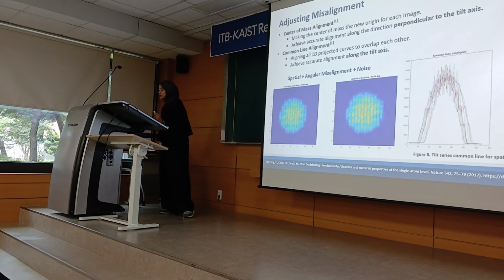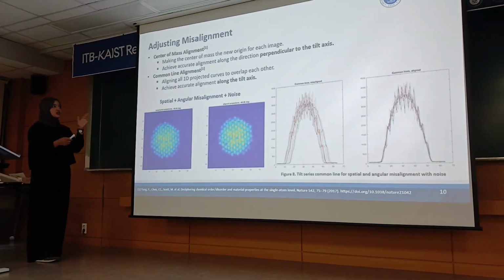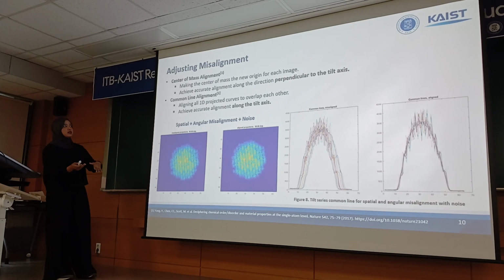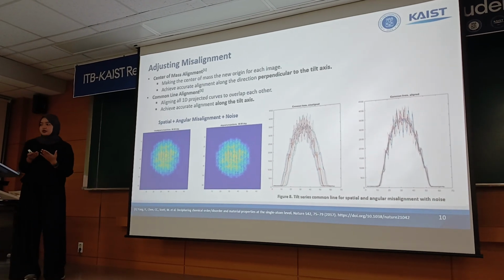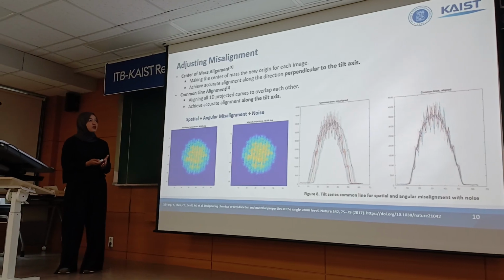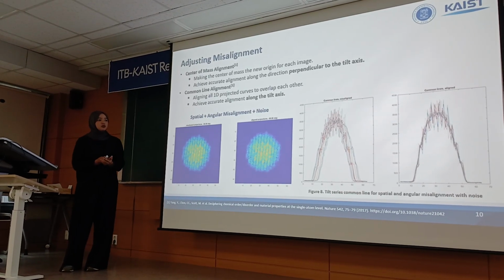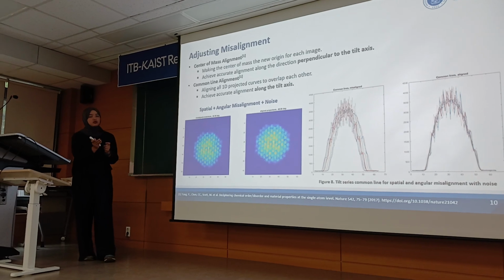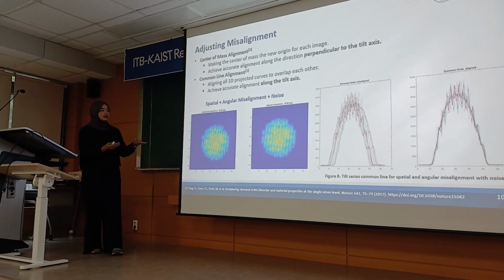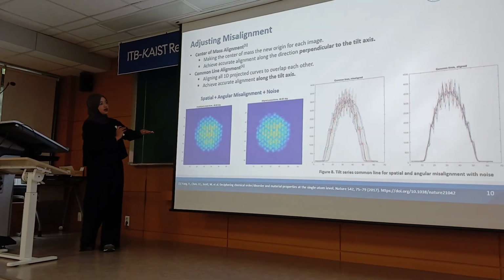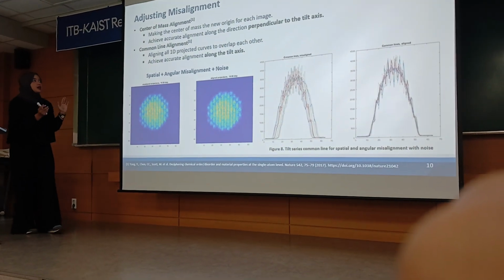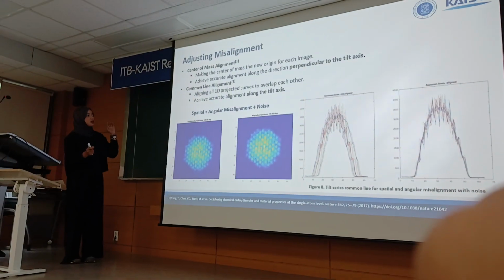So in order to get a better reconstruction, we need to adjust those misalignments using the center of mass alignment. Basically, we make the center of mass the new origin for each image to align the direction that is perpendicular to the tilt axis. In this case, the tilt axis is x, so it will adjust in the y direction. And we also use the common line alignment.